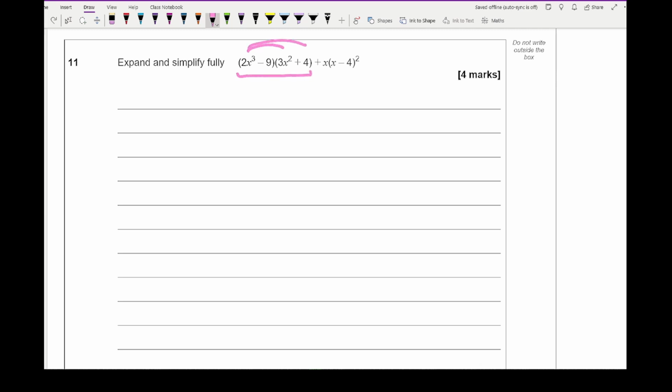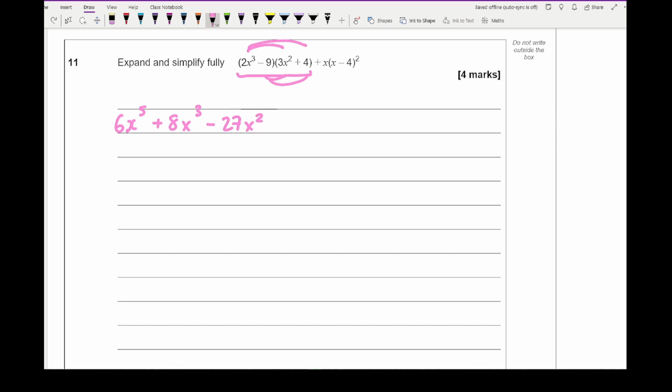So using my loops, if I multiply those out, I'm going to end up with 2 times 3 is 6, and x to the power of 3 times x to the power of 2 gives me x to the power of 5. And then we end up with 2x cubed times 4 gives me 8x to the power of 3. Then minus 9 times 3x squared is going to give me minus 27x squared.